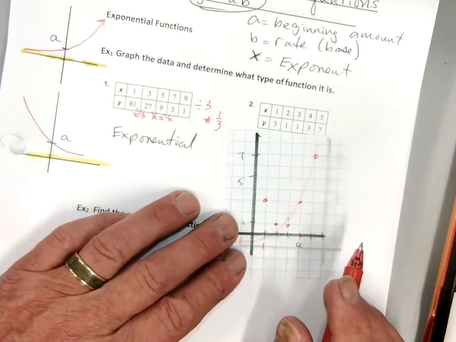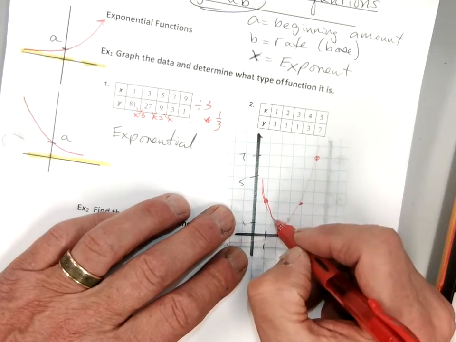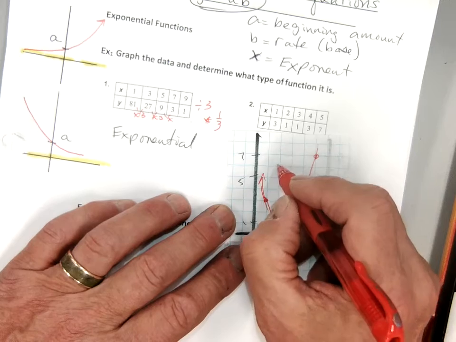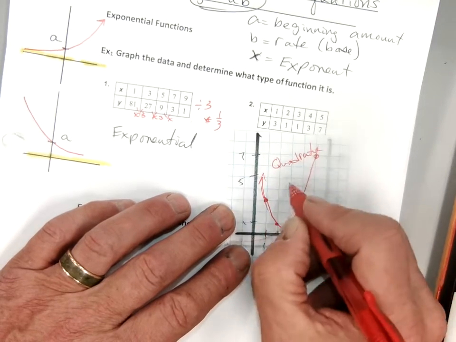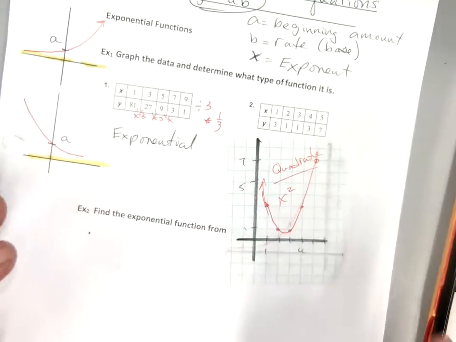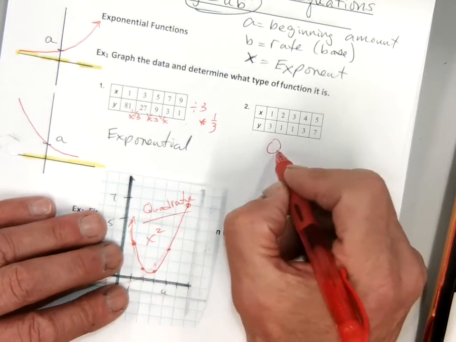All right, when I look at that, that does not look exponential. It might be more like what we learned in the last chapter. It might be more like a quadratic, some x squared. I'm betting this is more like a quadratic, probably some x squared equation. So graph the data and determine what type of function it is. I think it's quadratic. I really do. I would put down quadratic for that one.